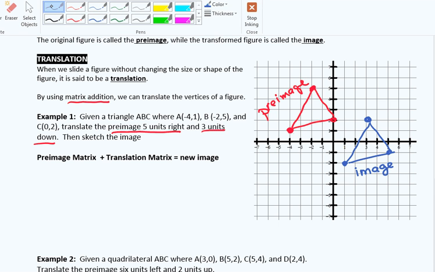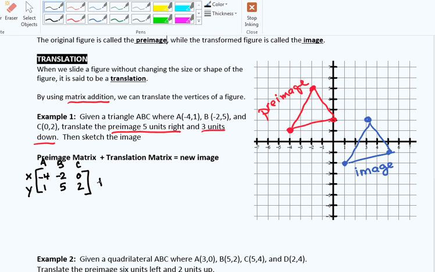But the idea is we don't really want to have to use a coordinate plane to do this, and we don't need to. We can actually take our matrix. Remember, we'll have an x and a y, and we can make each point in our matrix a column. So vertex A would be -4 and 1. Vertex B would be -2 and 5. And vertex C is 0, 2.